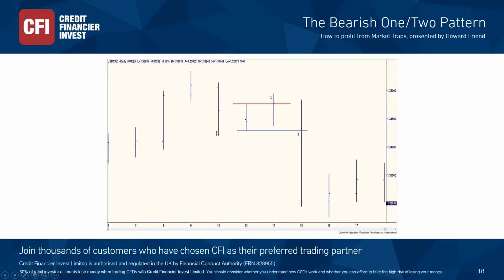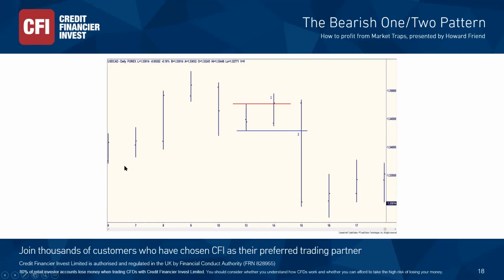Okay, now this one on dollar CAD actually occurred as part of a top. So as I mentioned at the start, most of the time these will be trend continuation patterns or signals, but sometimes you'll get a good 1-2 at a market top or at a market bottom. And in this case, what we're seeing is a good 1-2 sell at a market top.